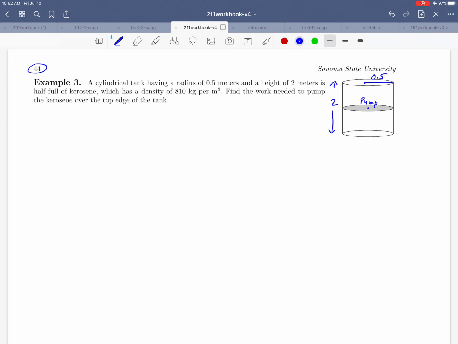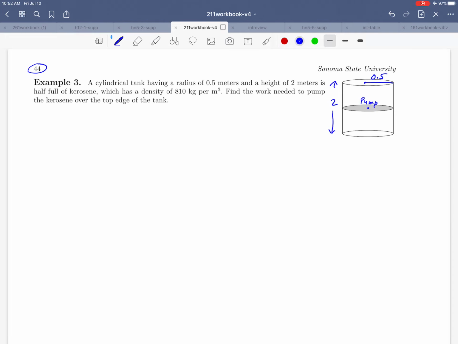What that means is that we're going to have the same issue that we had with the rope problems that we did earlier, and that is that different slices of the liquid are going to have to move different distances. The closer the liquid is to the top of the tank, the less far it's going to have to move to get to the top. So we're going to use the same type of approach that we did with the rope.